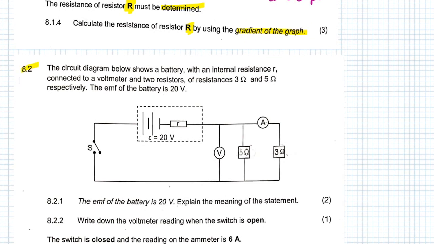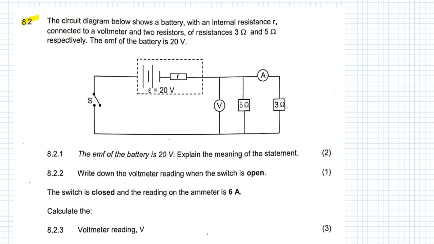We now move on to the rest of the problem, which is question 8.2. And this question says, the circuit diagram below shows a battery with an internal resistance R connected to a voltmeter and 2 resistors of resistance 3 ohms and 5 ohms respectively. The EMF of the battery is 20 volts.